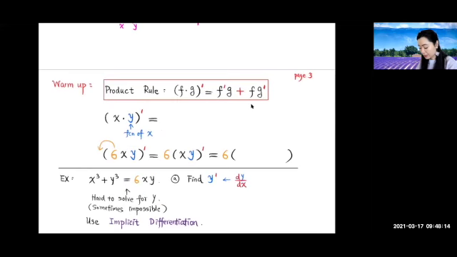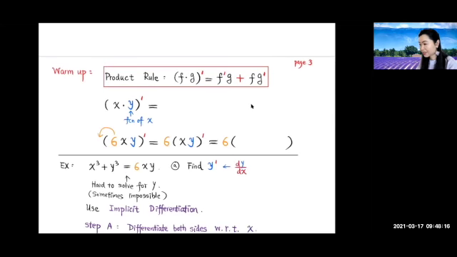Okay. Now I'm going to warm you up to prepare you for something more advanced. So let's warm up with this. The product rule is this. Now let's try to use the product rule to differentiate x times y prime. The y here is a function of x. So what do we get?